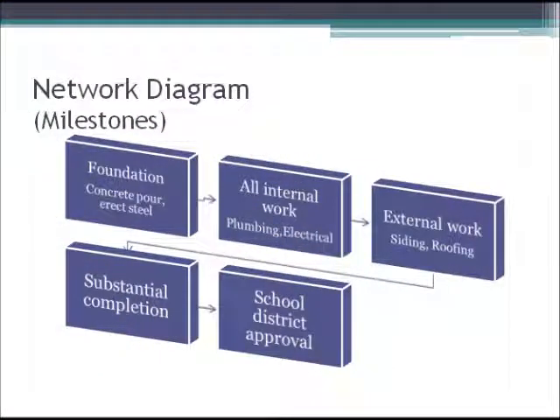Similar to a work breakdown structure, a project manager must also make a network diagram, or the milestones. By milestones, I mean what are the most important parts of the project. In this case, using the same example as previously in the work breakdown, you can see that the foundation is the starting step and the milestone. Then followed by all internal work, external work, then, after substantial completion is done, getting a school district approval or the approval of the owner to build on and finish the site.